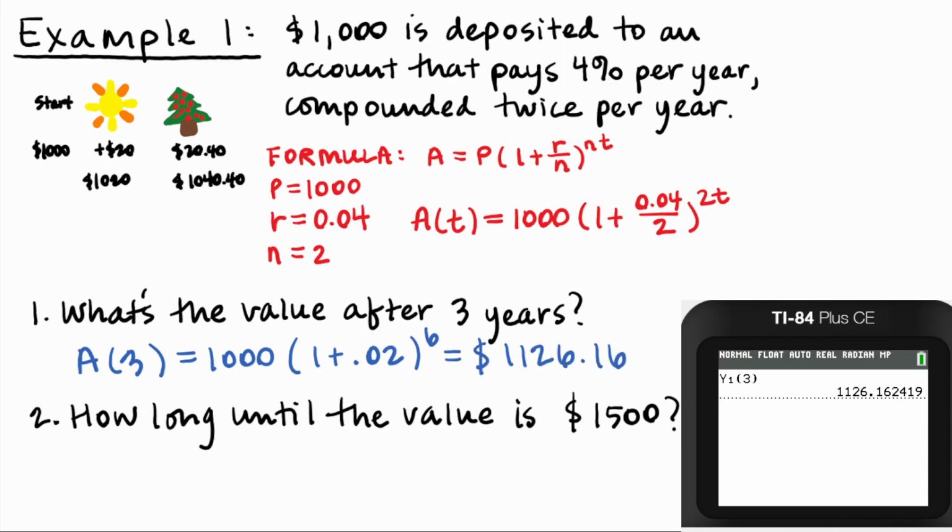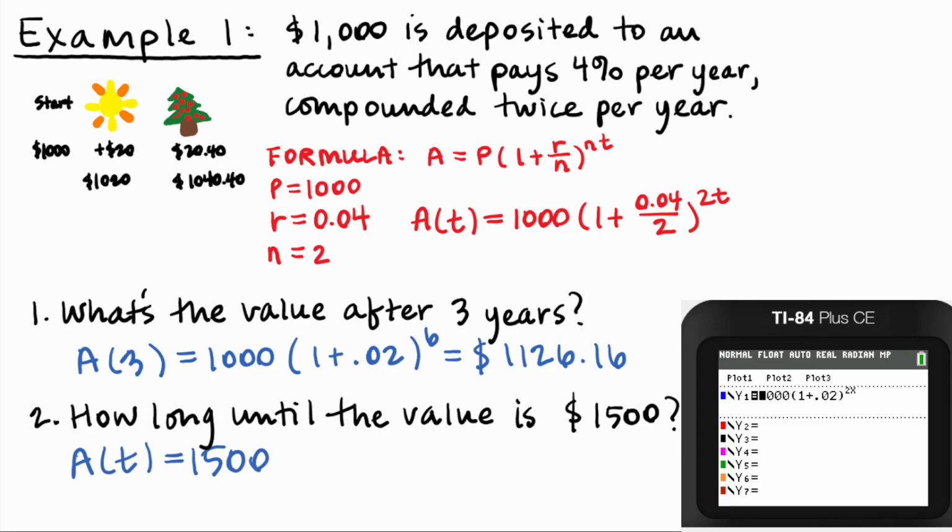And if they asked us how long until the value is $1,500, we'd be solving the equation A of t equals 1500. We could definitely go into the y equals menu and type in 1500, but then we'd really have to mess with the window a lot. Another option is, if we're solving the equation A of t equals 1500, that would be the same as solving A of t minus 1500 equals 0. And that's what we're going to do with the calculator so that we don't have to adjust the window.